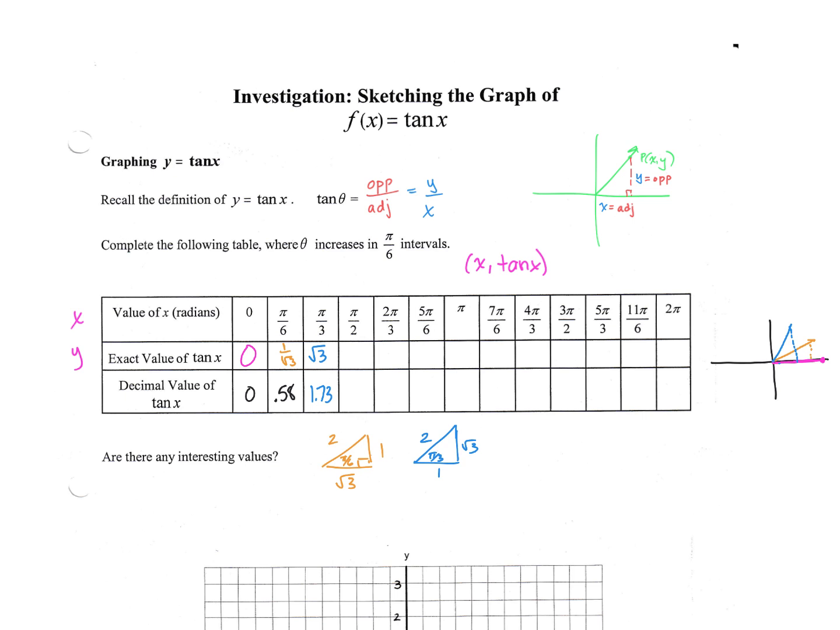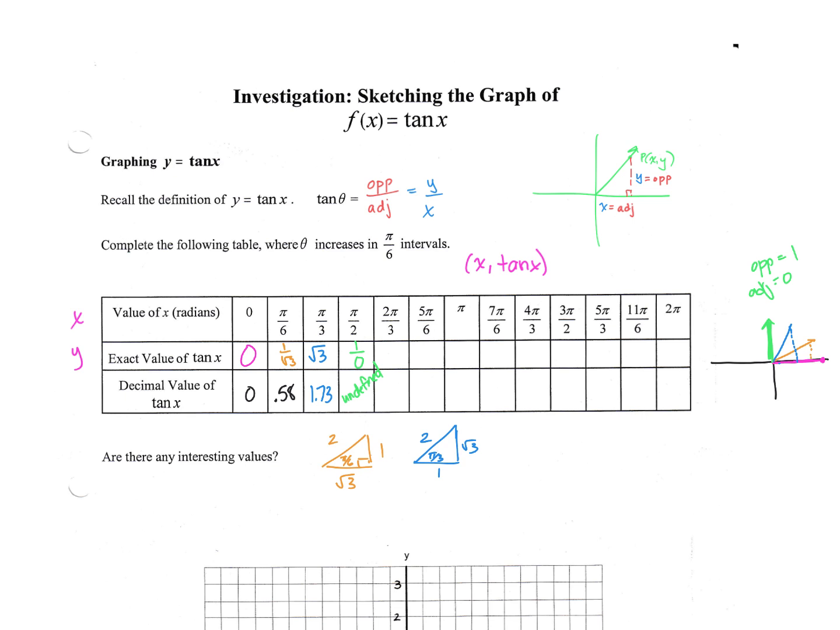At pi by 2, something interesting happens here. Our opposite side is at 1. Our adjacent side is at 0. So opposite over adjacent gives me 1 over 0, which should be ringing a bell: I can't divide by 0. So that is undefined. It is undefined at pi by 2.